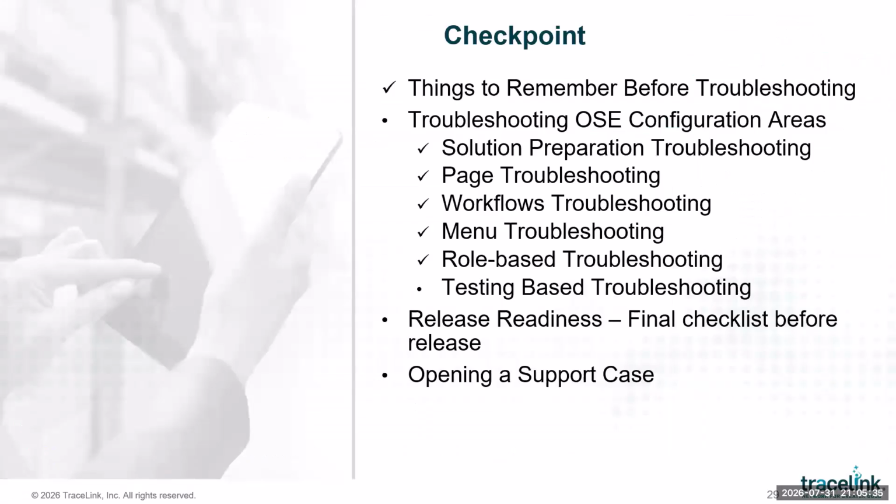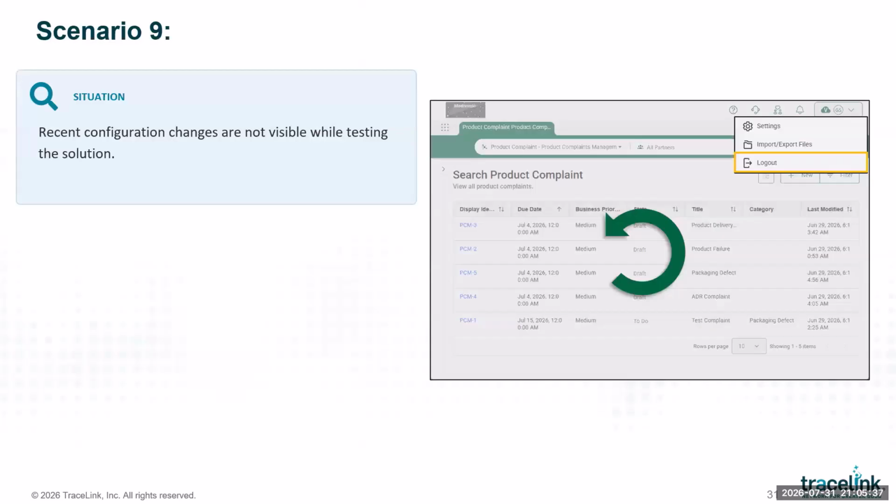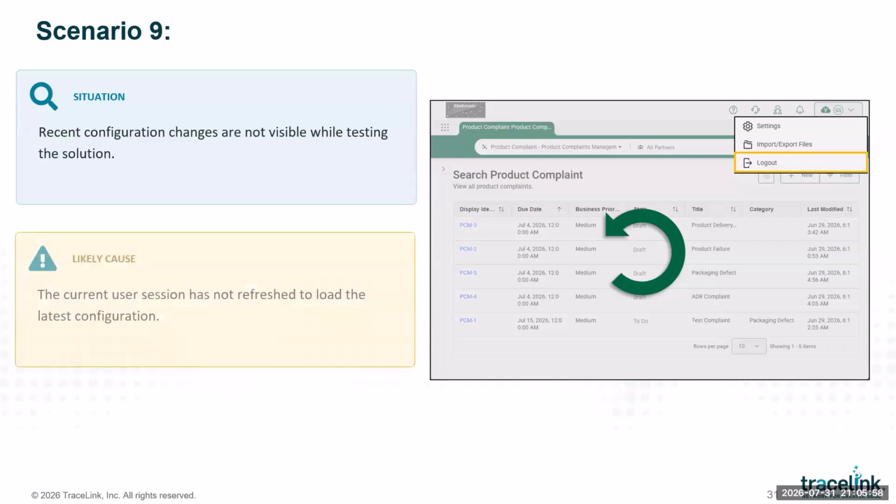Now, testing-based troubleshooting. Let's look at scenario 9. Recent configuration changes are not visible during testing. In this situation, the solution designer has made a configuration change, but when they test the solution, the update does not appear. Before assuming the configuration is wrong, ask yourself, has the current session loaded the latest changes? The likely cause here is that the user session has not refreshed to pick up the latest configuration.